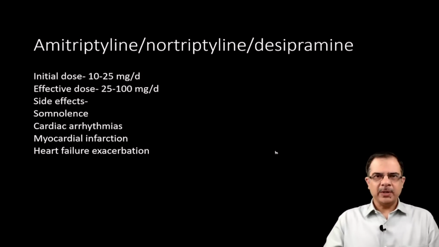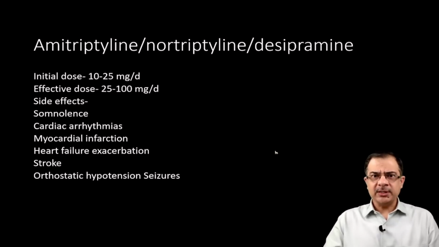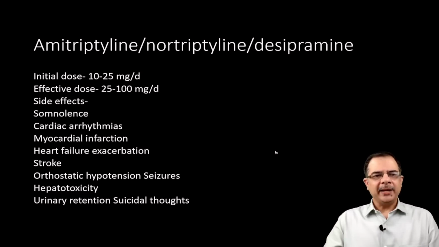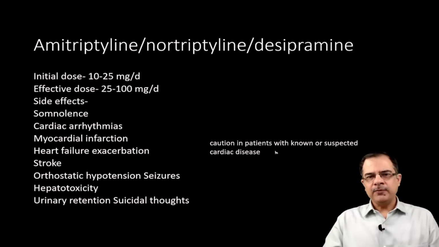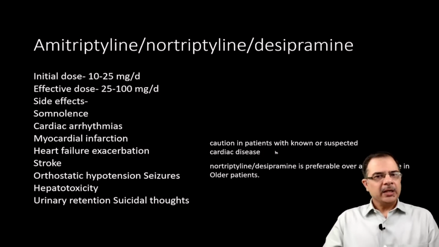Myocardial infarction is rare but possible. Heart failure exacerbations can also occur. A risk of stroke is there. Orthostatic hypotension and seizures can occur because of these medications. Hepatotoxicity, urinary retention and suicidal thoughts. Therefore, these drugs will be given very cautiously in a patient with known or suspected cardiac disease. And nortriptyline is preferred over amitriptyline in elderly patients. So amitriptyline is for adults or young patients.